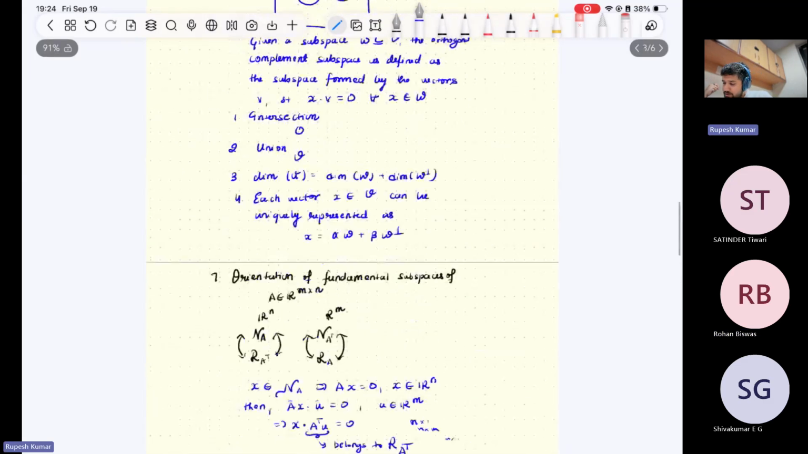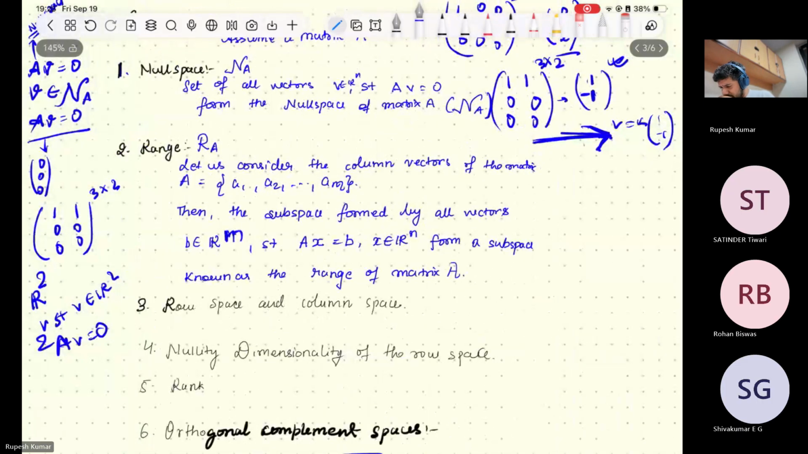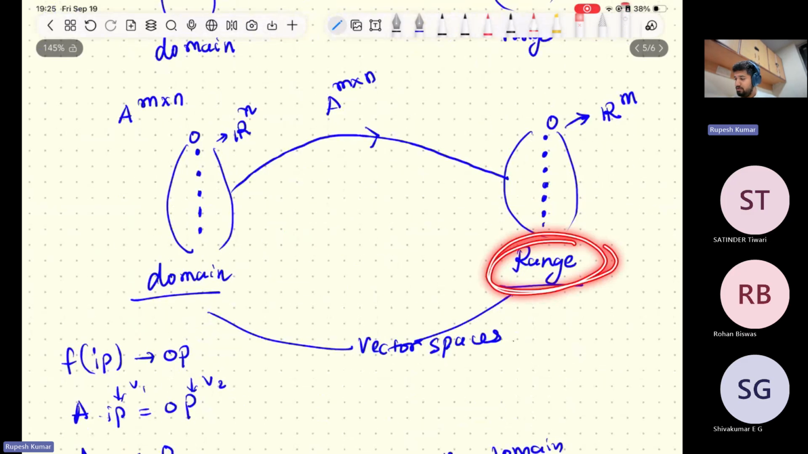Now, the second definition is the range of A. I don't need to explain anything here. This is the range space. Is this clear?